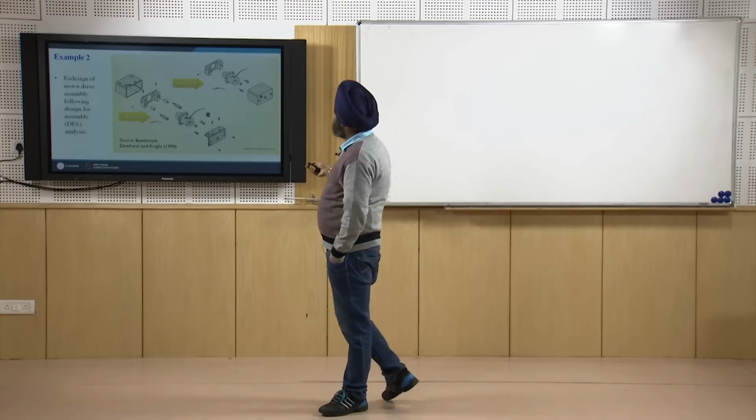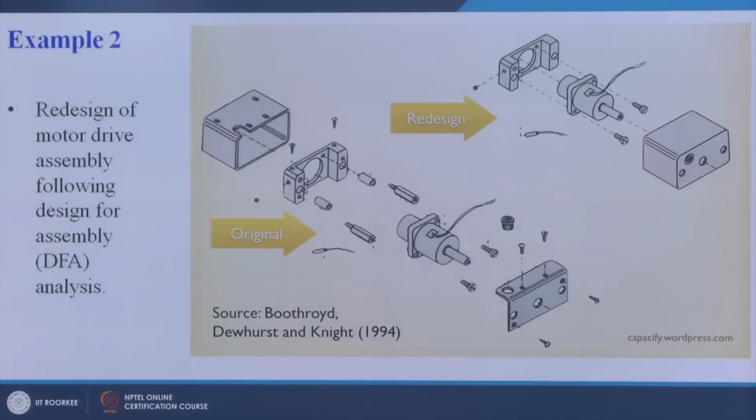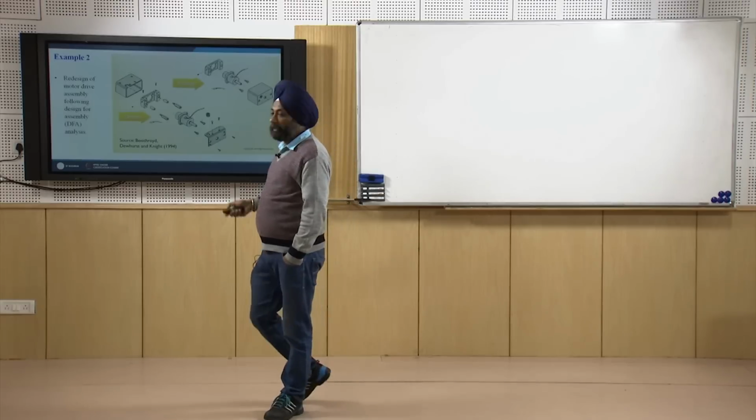Now this is another example. This is the original part, very complex, with so many fasteners and so many parts. Here you can see the redesigned part, with fewer fasteners, easy to assemble. So this is a redesign of a motor drive assembly following design for assembly analysis, or design for assembly guidelines.